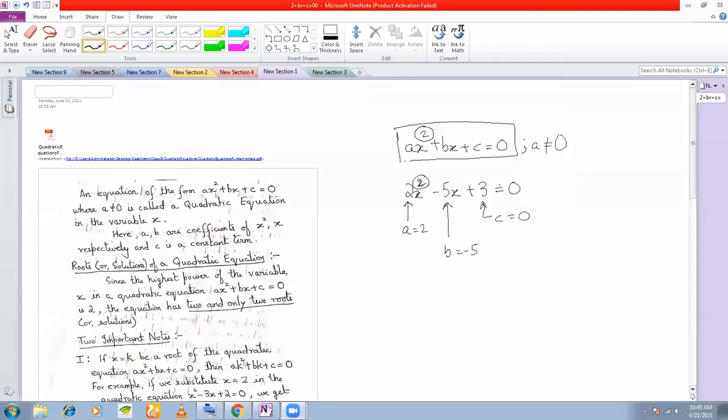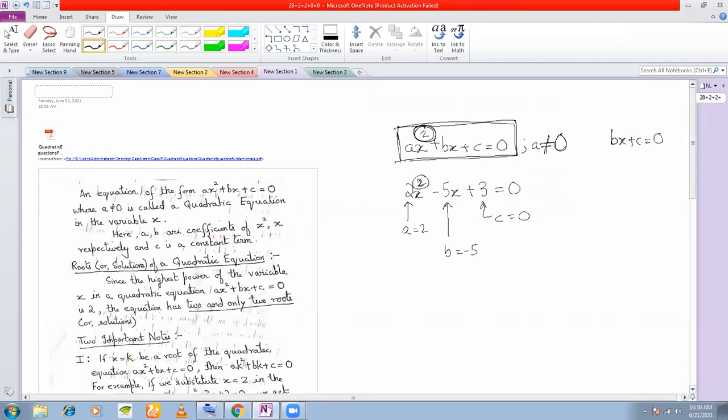So what you need to know is that any quadratic equation will be of the form ax squared plus bx plus c, where the highest power of x here is 2 and where a is not equal to 0. A cannot be equal to 0, otherwise it will not be a quadratic. See, if a is equal to 0, then what will happen? The equation will become bx plus c is equal to 0. It will become a linear equation, isn't it? So therefore a always has to be not equal to 0. B and c can be 0.